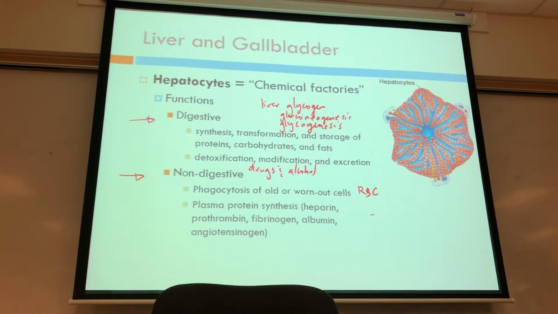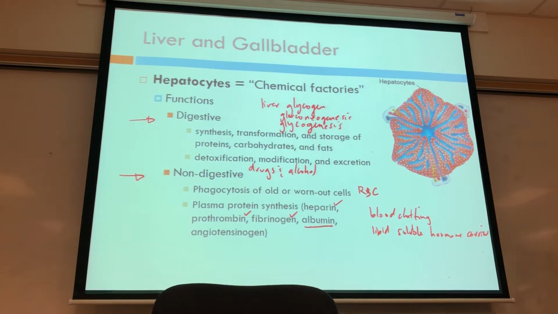The other things that the liver does, it also produces a lot of our major proteins. So the major proteins that are present in the blood plasma, things that are dissolved in the blood plasma: heparin, prothrombin, fibrinogen. These mean three things: blood clotting. Albumin, you've seen albumin before. That was our lipid-soluble hormone carrier.